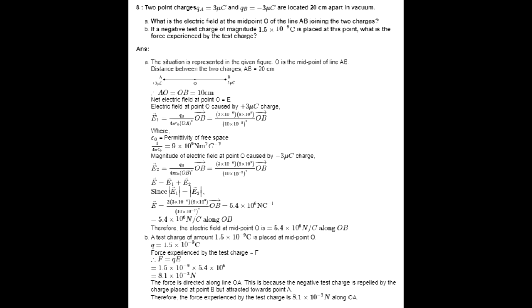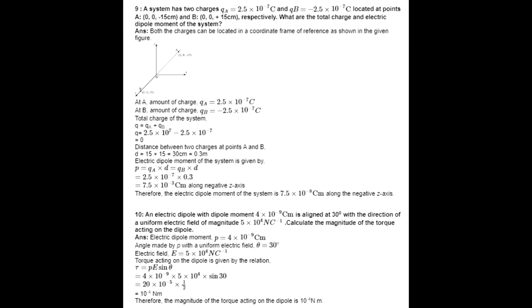Now, this is the electric field at the midpoint, and if you put a charge of 1.5 into 10 to the minus 9 coulomb at that point, then the force acting on that charge can be calculated by the relation F is equal to Q into E. So putting the values, 1.5 into 10 to minus 9 coulomb is the charge, electric field is 5.4 into 10 to 6. So your answer will be around 8.1 into 10 to minus 3 Newton. This way you can calculate the force acting on a charge placed at the center of this electric dipole.